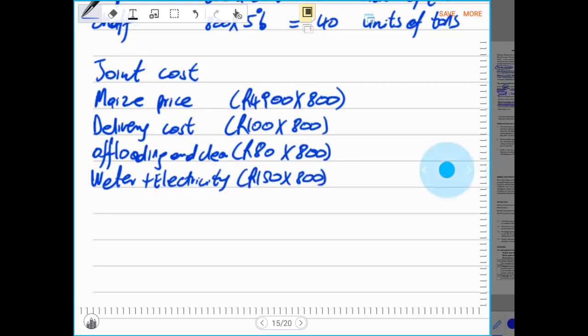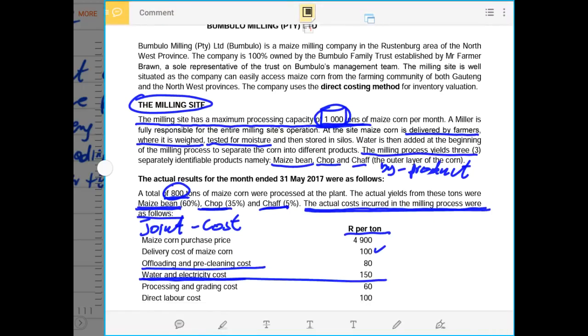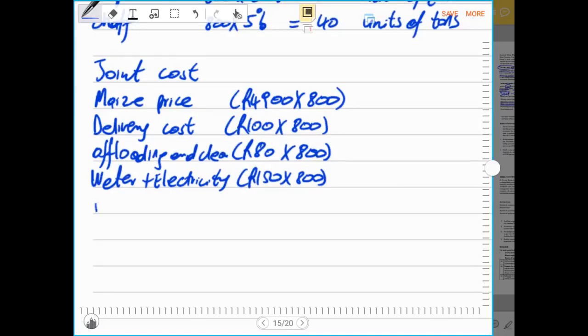Then after we have another cost, which is processing and grinding cost. Processing and grinding cost is 60 rand, times by 800.